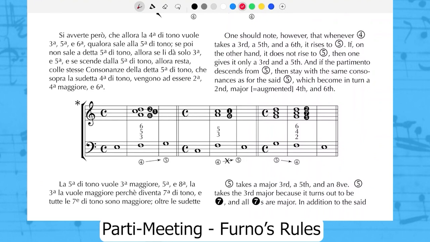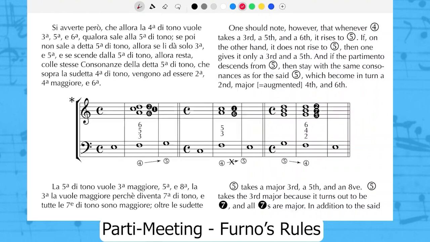One should note, however, that whenever 4 takes a third, a fifth, and a sixth, it rises to 5. If, on the other hand, it does not rise to 5, then 1 gives it only a third and a fifth. And if the partimento descends from 5, then stay with the same consonances as for the said 5, which become in turn a second, major, or augmented fourth and sixth.